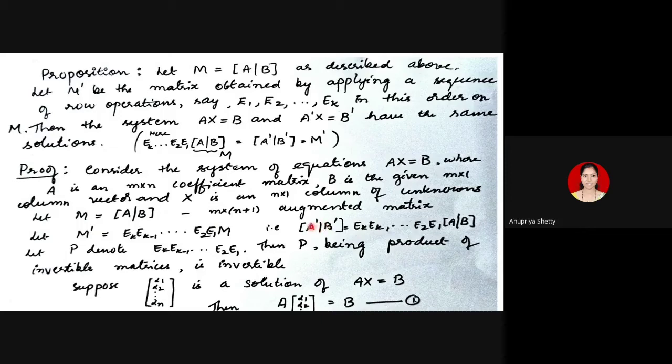Order of A dash is same as that of A, M by N. B dash is M by 1, just one column. Okay, and what is A dash? A dash will be same as A multiplied on the left by this product Ek into Ek minus 1, etc., E2 into E1, and B dash is Ek into Ek minus 1, etc., E2 into E1 into B. That is B dash. Keep that in mind.